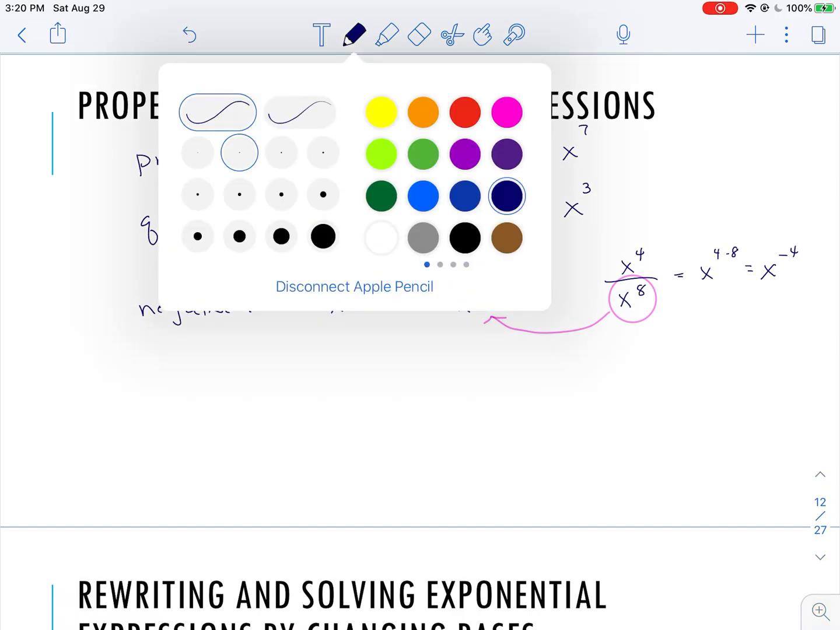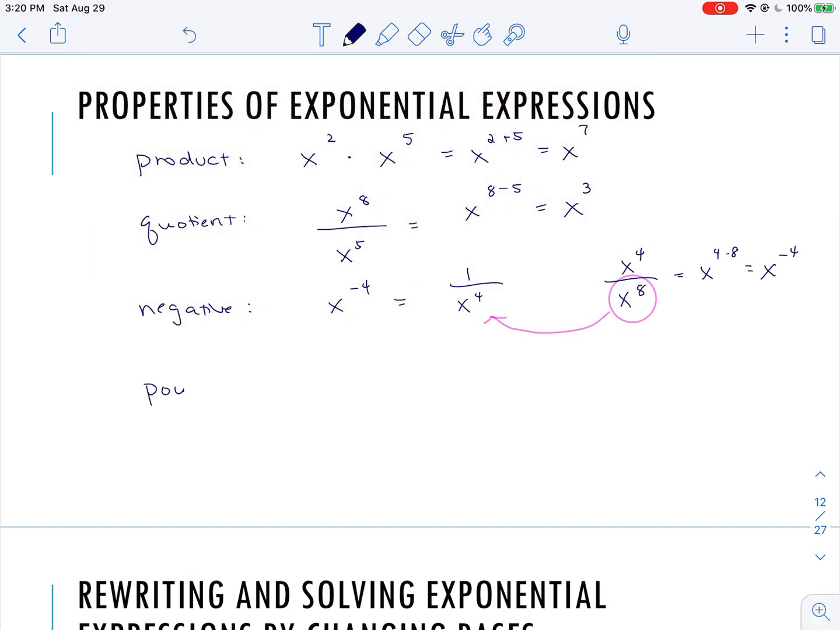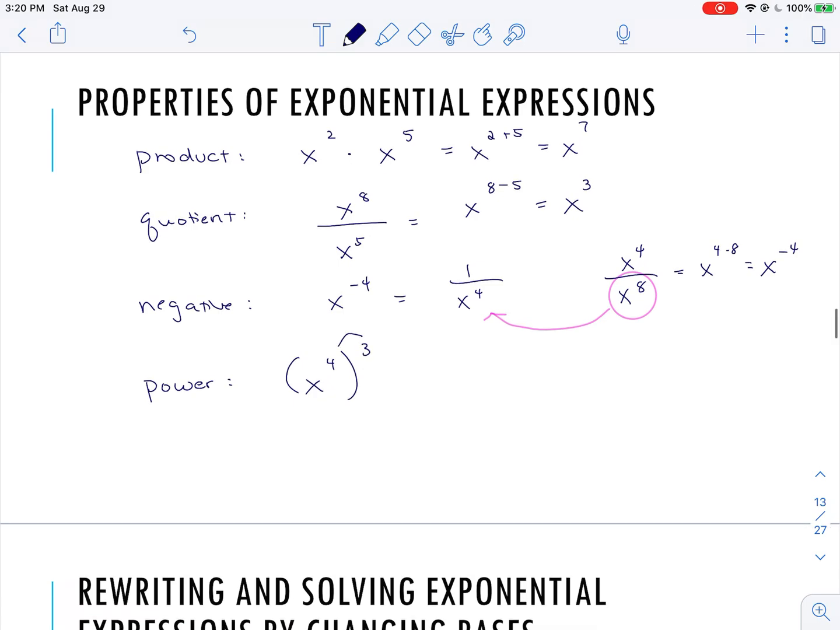You also have the power property of exponents. So this is if you're taking an exponential expression and you're raising it to a power, you can multiply those exponents. And so this would be x to the 12th, or you could write it as x to the 4th 3 times, x to the 4th, x to the 4th, x to the 4th. And in this case, you would add the exponents and you would get x to the 12th.